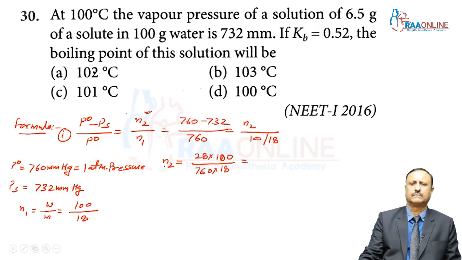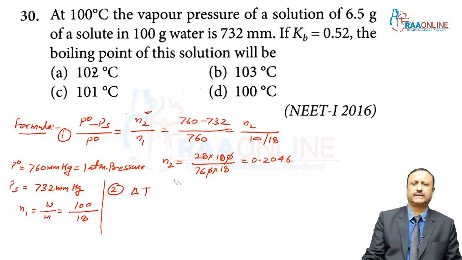So you can calculate this N2, and then you can get 0.2046. This is a 4-digit number after the decimal. So my dear students, here N2 is equal to 28 into 100 upon 760 into 18. This is the number of moles, N2 is the number of moles. Now we can take the second formula, and in the second formula, my dear students, that is delta Tb, the boiling point elevation.